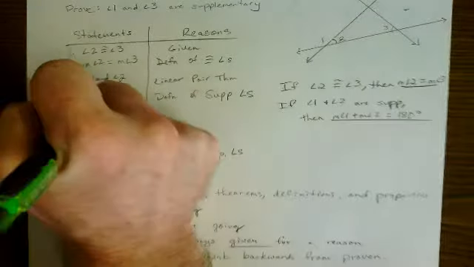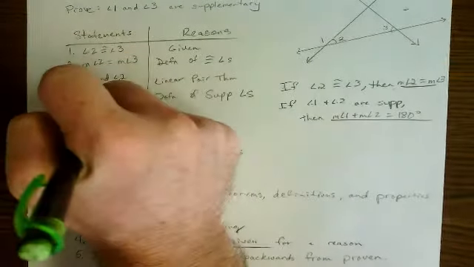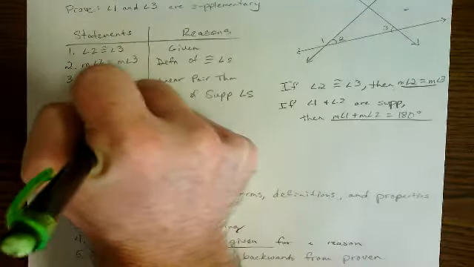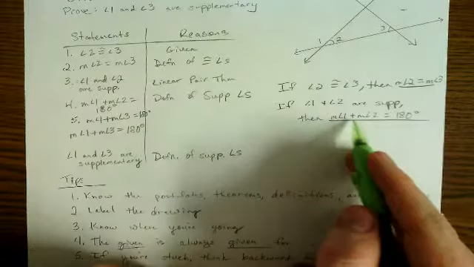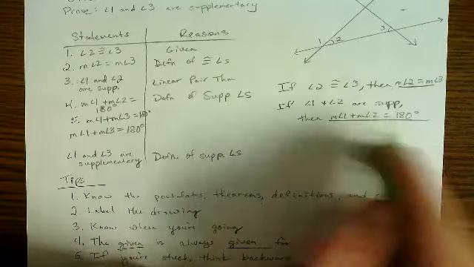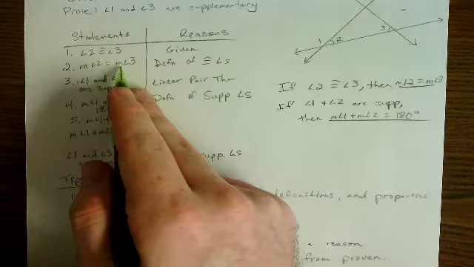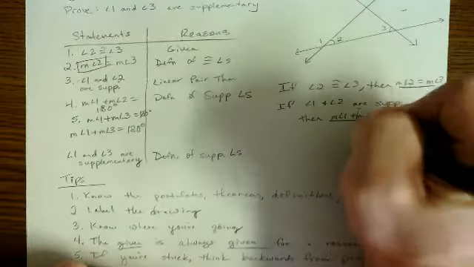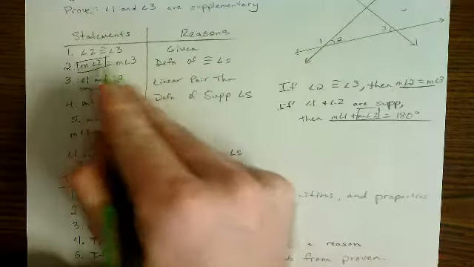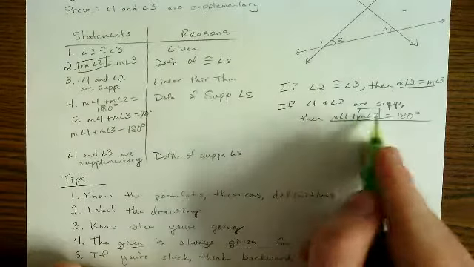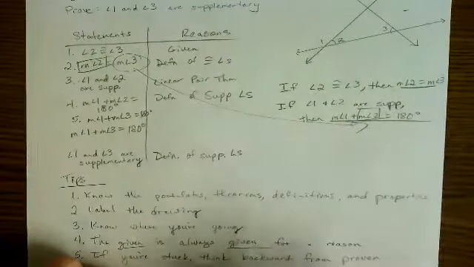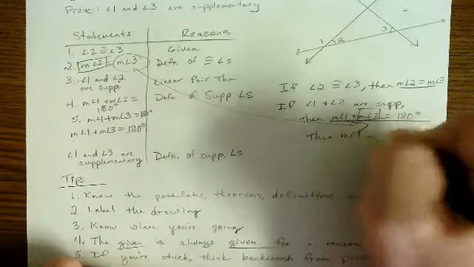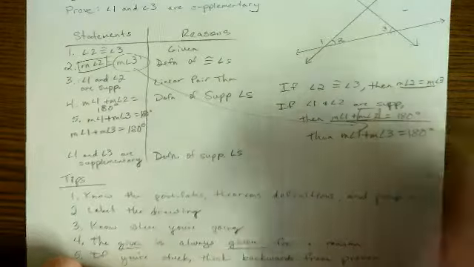My 5th step says the measure of angle 1 plus the measure of angle 3 is 180. Well, how did I get that? I said if the measure of angle 1 plus the measure of angle 2 is 180, and I look back here and I say the measure of angle 2 is equal to the measure of angle 3. I'm going to box it in here. Well, then I can replace this box with what this is equal to. So I'm basically taking this measure of angle 3 and subbing in over here. I'm then saying the measure of angle 1 plus the measure of angle 3 is equal to 180.